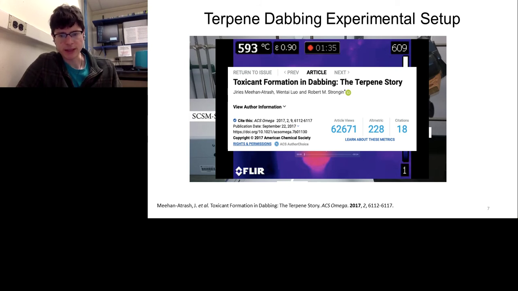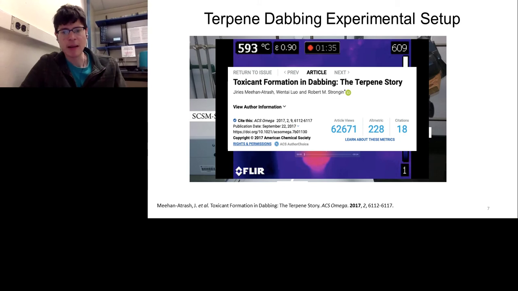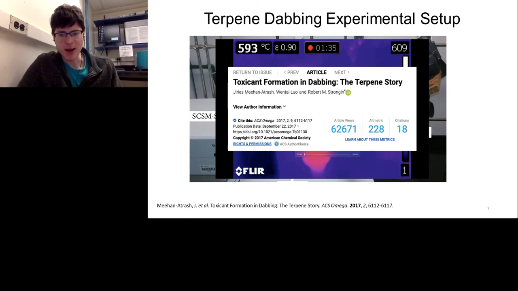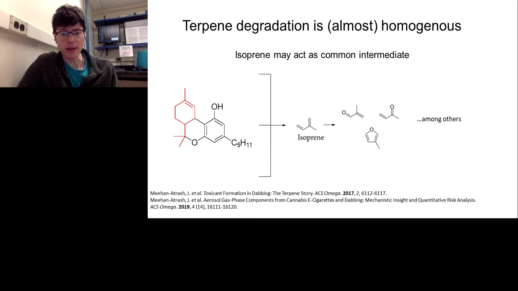As you might have seen, we posted this paper in ACS Omega, a journal of the American Chemical Society, and it's the most viewed paper in that journal, with almost 63,000 views. So it made a big splash in the dabbing cannabis world. Most notably, we found some really interesting chemistry with the terpenes. Unsurprisingly, terpenes all react in a similar manner. The terpenes we studied, linalool, limonene, myrcene, and caryophyllene as well, all react to form large amounts of isoprene.